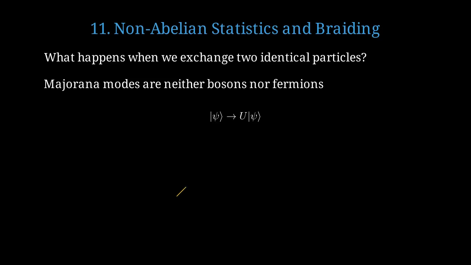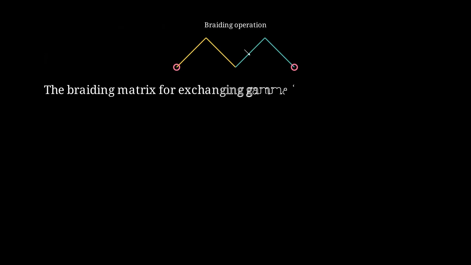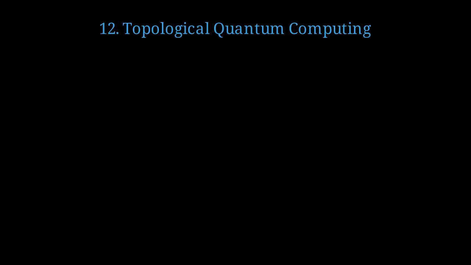Here we see a space-time diagram of two Majorana modes being braided. Their world lines wind around each other, implementing a quantum gate. The explicit form of the braiding matrix depends on which Majoranas we exchange. The braiding matrix is Uij equals exponential of θ times γi γj, where θ is typically π over 4. Non-Abelian statistics makes Majoranas ideal for topological quantum computing, where information is protected by topology.